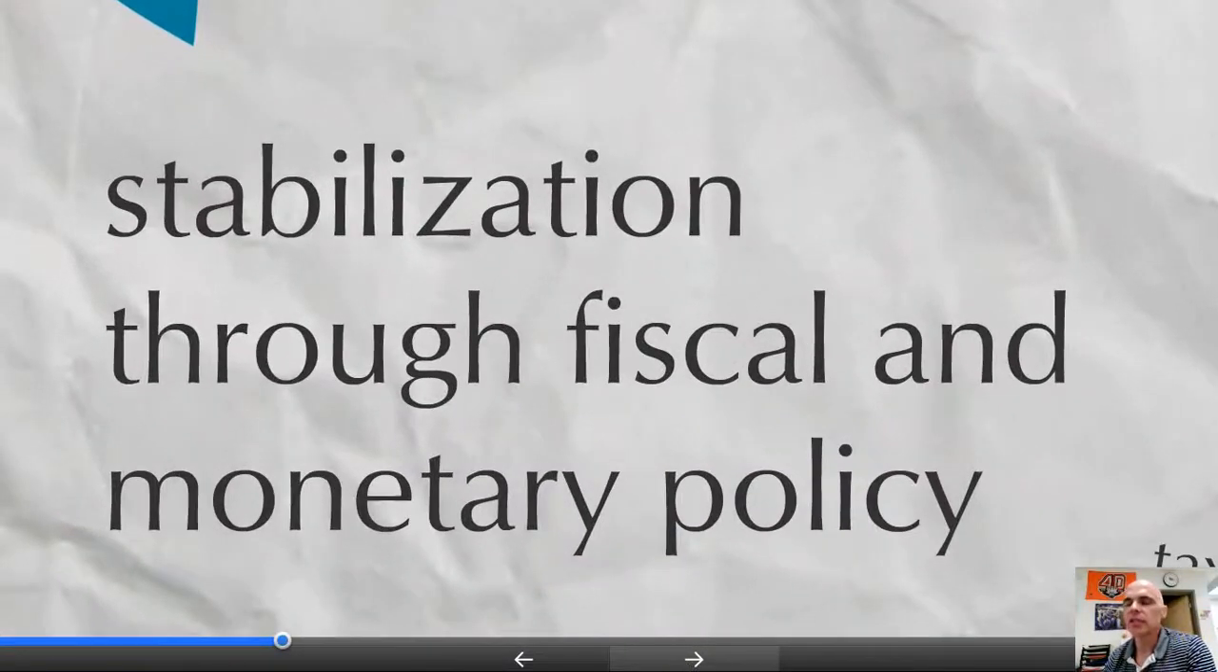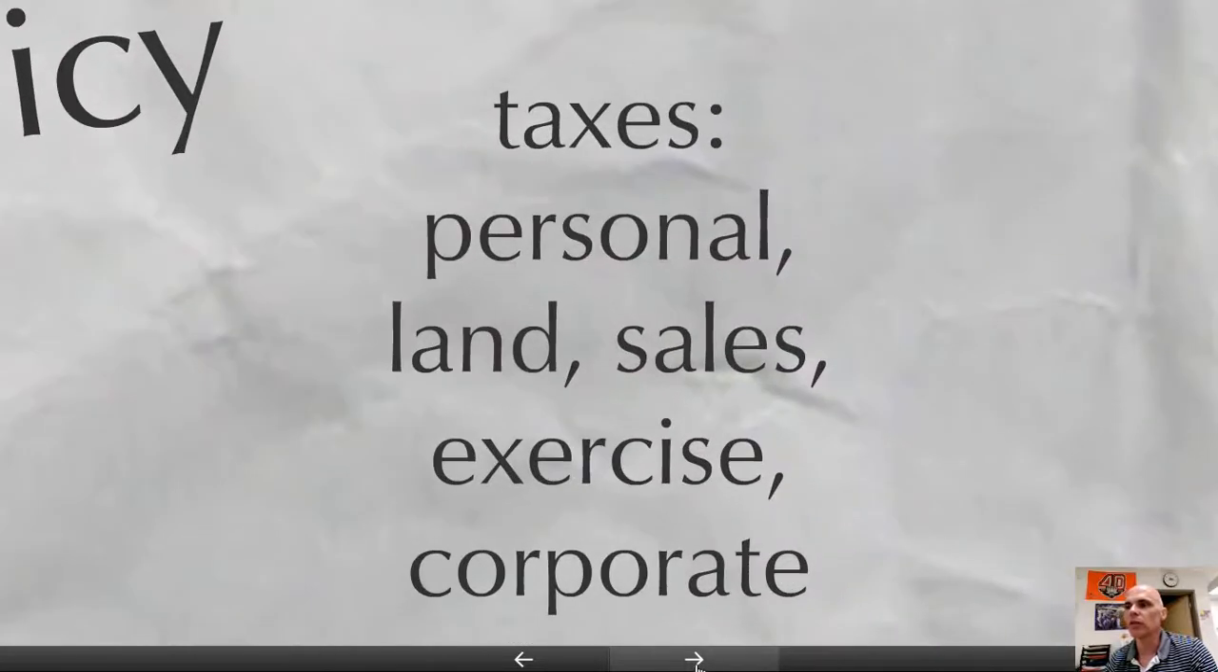We stabilize the economy through fiscal and monetary policy, like Keynes talked about. Remember, I mentioned in a previous lesson the idea that in good times we tax and we lower government spending, and in bad times we spend and we lower taxes. That's fiscal policy. One of the roles government can play in the economy is stabilizing the economy through fiscal policy.